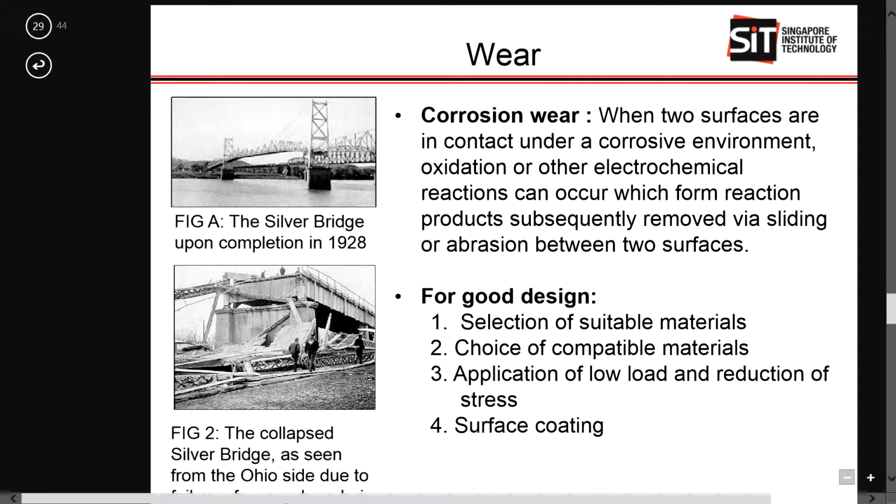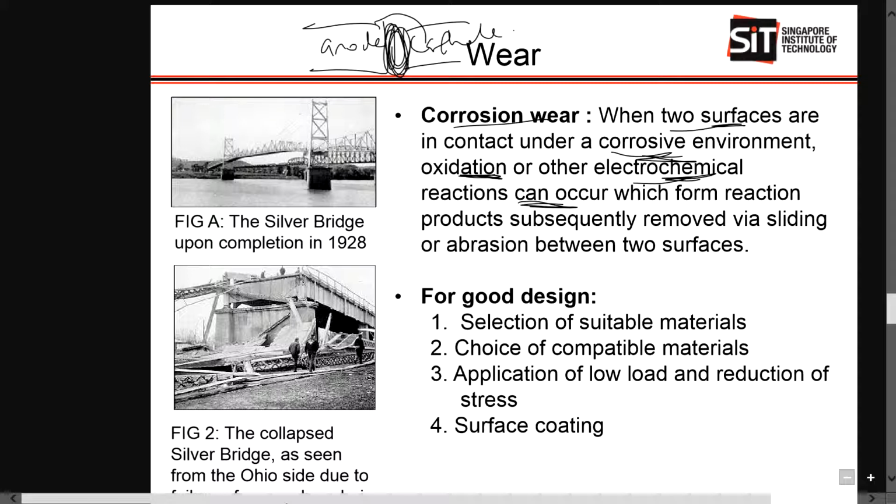Next is the corrosion wear. This is when two surfaces are in contact under a corrosive environment. Oxidation and some chemical reactions occur, due to the anode and cathode type of thing. One piece is cathode, one piece is anode. Because water is a conducting thing, when the water comes in, it goes into the electrical circuit. This is why it's an electrochemical reaction, and why it causes corrosion to happen, in case you forgot. You may also need to explain and understand this.